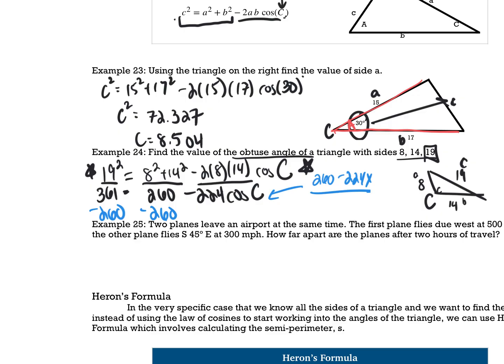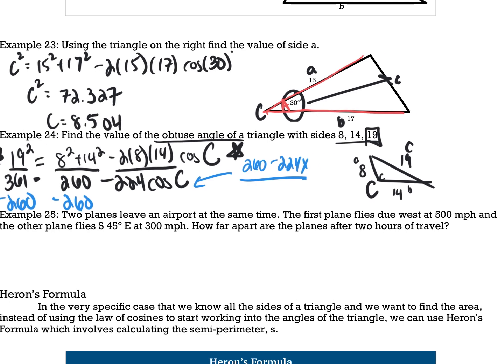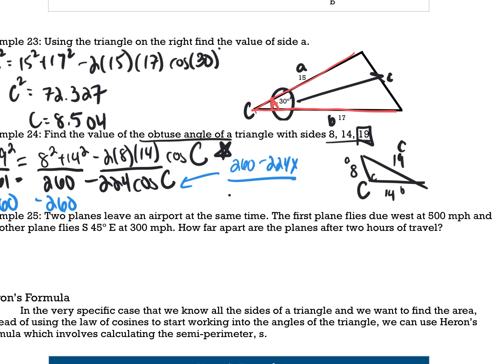So I'm going to have to move over to the left here. I get 101 equals negative 260 cosine of C. Divide both sides by negative 260, so 101 divided by negative 260. And I'm going to bring it back over here so I have space. I get negative 0.388 equals cosine of C.